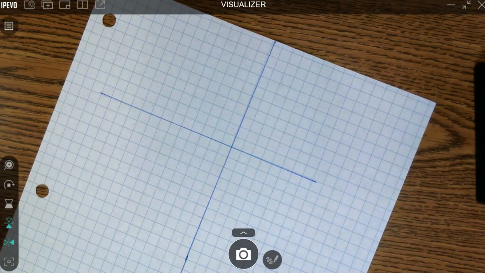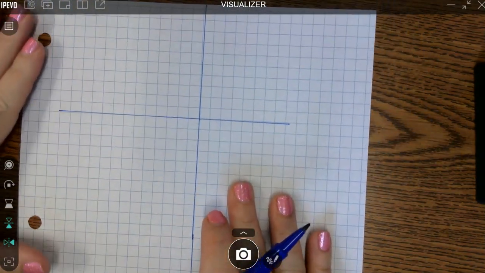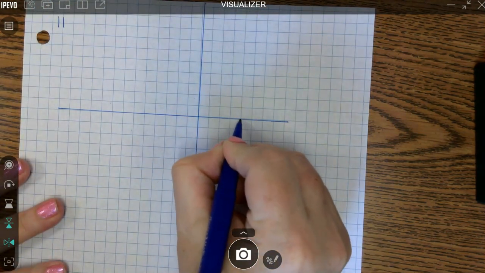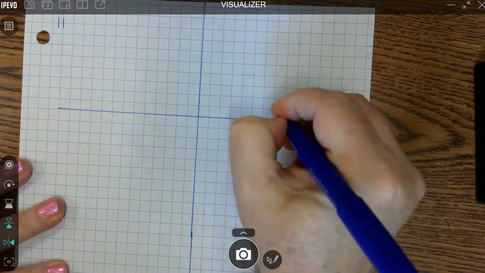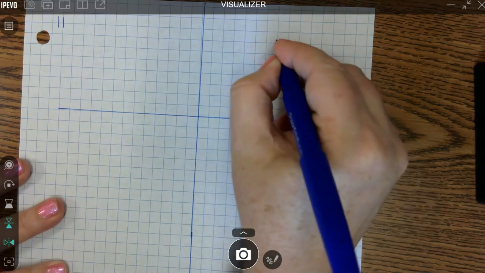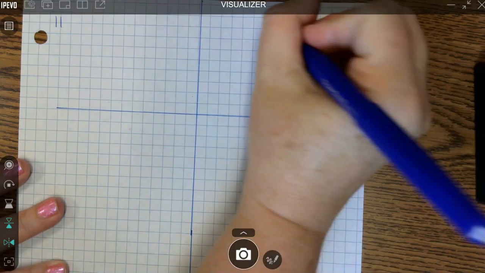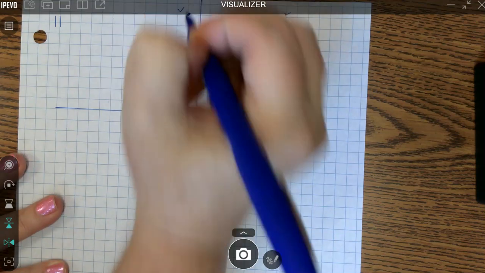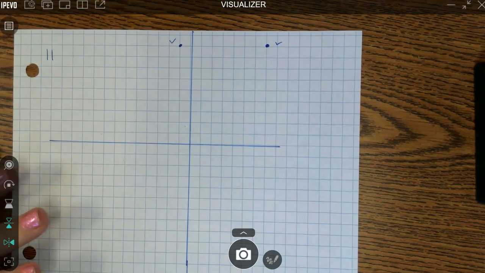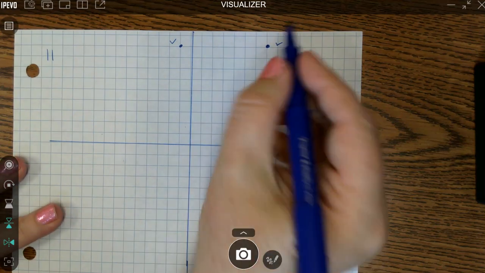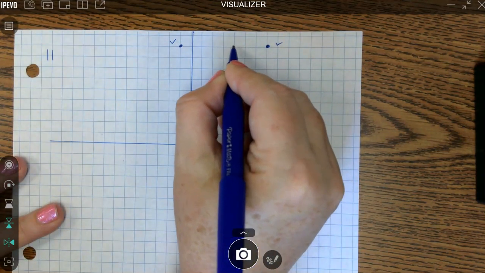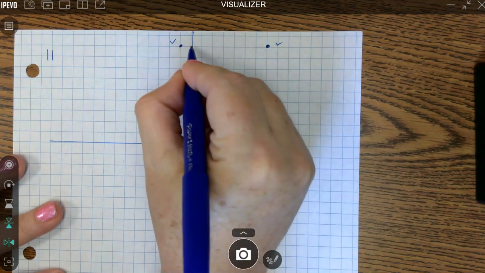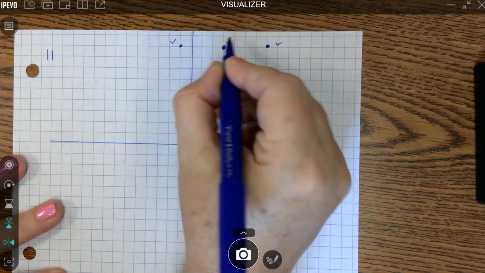So let me get my graph paper. This is number 11. So we're going to graph the points, 9, 1, and then -1, 9. What we need to do is figure out the center. 1, 2, 3, 4, 5, 6, 7, 8. Half of 8 is 4. 1, 2, 3, 4. And here's our center.